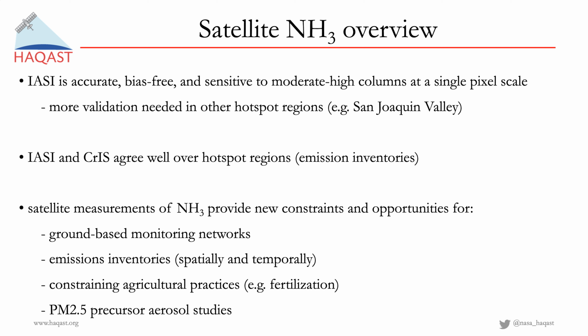And really, satellites provide new constraints and opportunities for ground-based monitoring networks, like where we place them, for constraining emission inventories, both spatially and temporally, and looking at activities such as fertilization, constraining agricultural practices. There are no databases for that. With the pixel scale measurements of satellite, we can see these. And of course, using ammonia measurements from satellite as an aerosol precursor to look at PM2.5 formation.